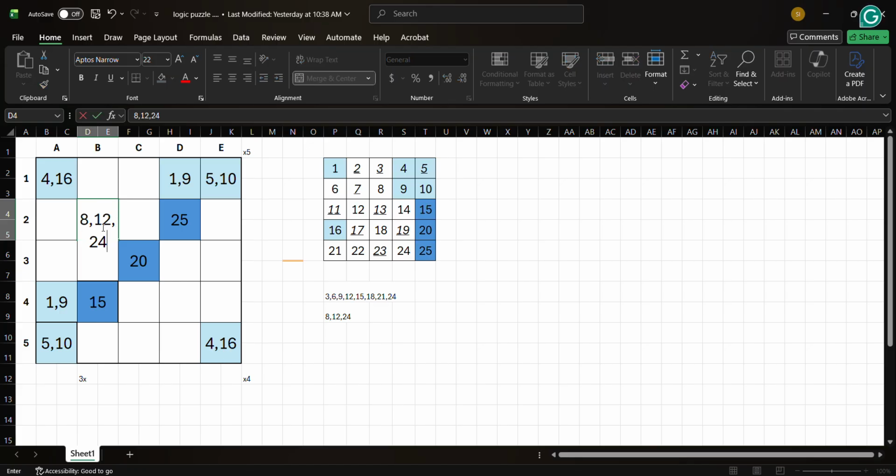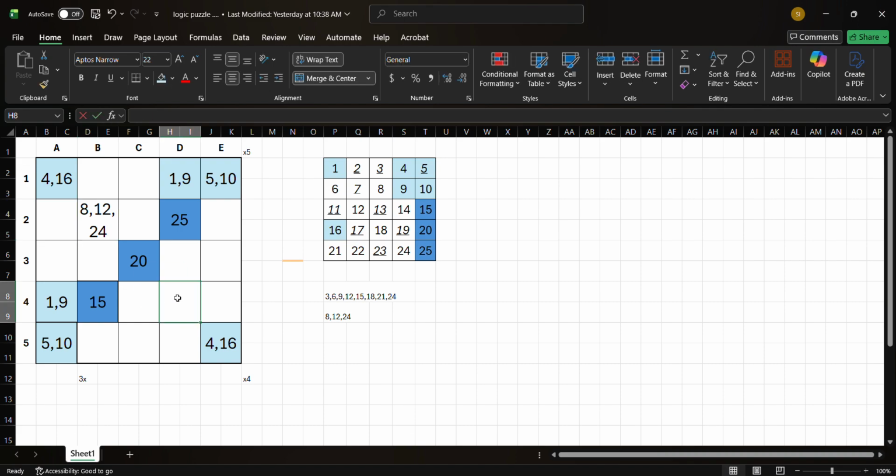But we've got to be careful, because that's not to say that 8, 12 and 24 can't go somewhere else, because they could. So I'm going to mark them as light blue on there to say that's all of them. But I'm not going to mark them off here, because 8 could go somewhere else. If this was a 12 and this was a 24, then 8 could go there, for instance. So they're not complete in that sense.